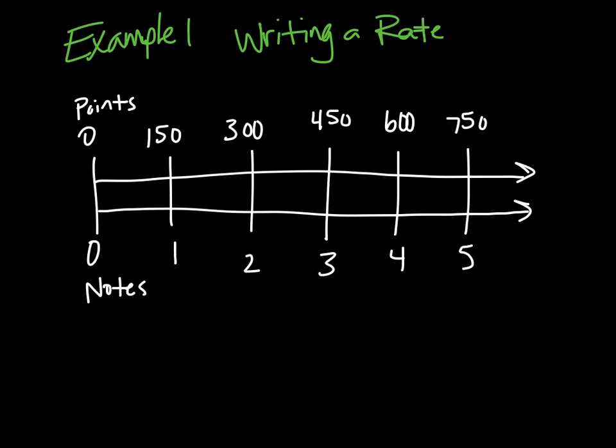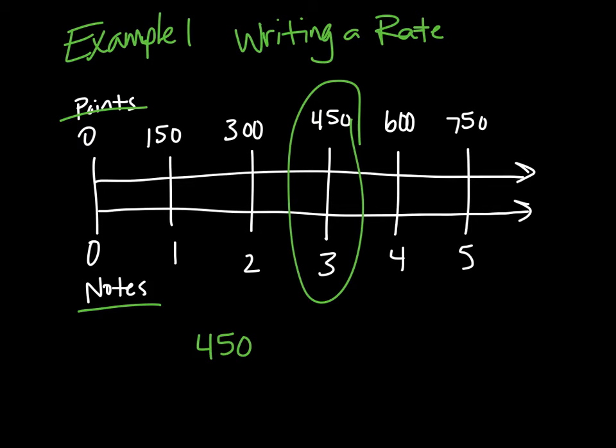It's considered a rate because a rate, again, represents a ratio of two quantities using different units. We're talking about different units: notes and points. So if you see something like this on a test, and it says write a rate that represents the situation, you just choose one. So I might write 450 points to 3 notes.